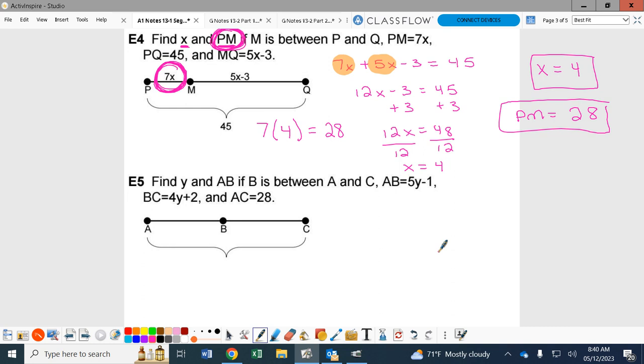Okay, guys, here we go. Next one. You have to label it yourself. They don't have it on there already. It says find y and AB. So we got two things to find again. If B is between A and C.